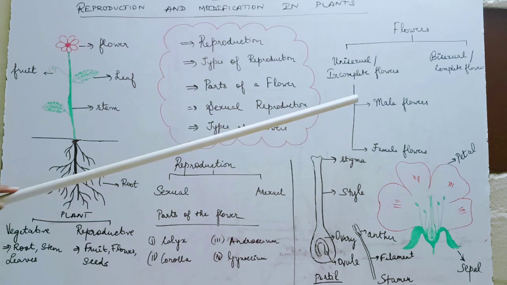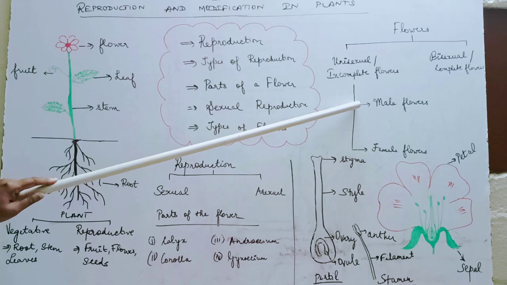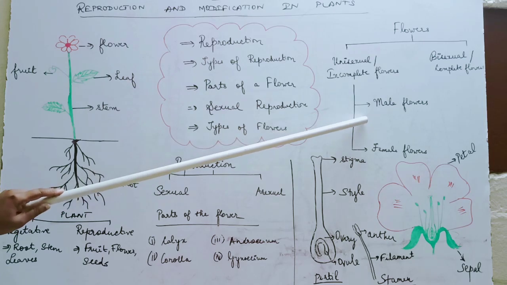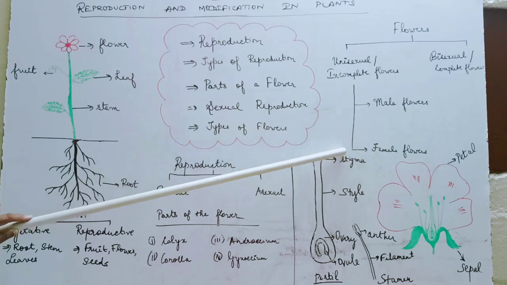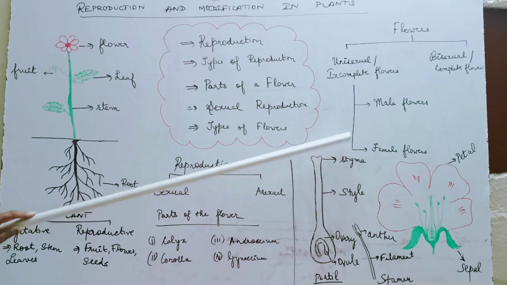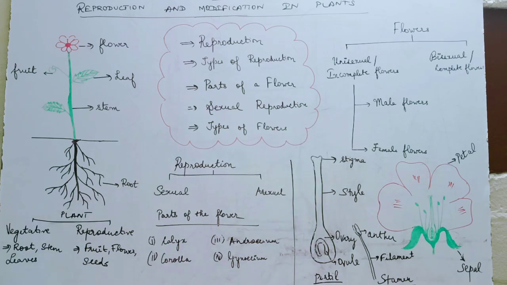The one with androecium without gynoecium is the male flower, and the one with gynoecium without androecium is called a female flower. Now these are the types of unisexual flower. Now let us recall what we have studied.